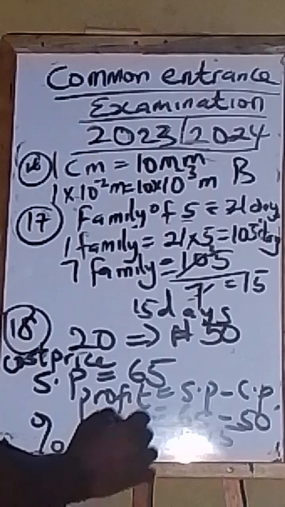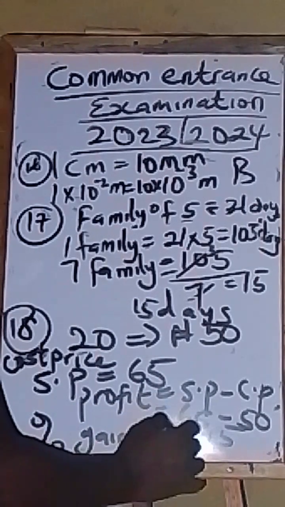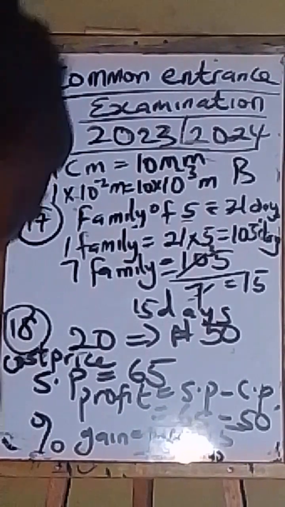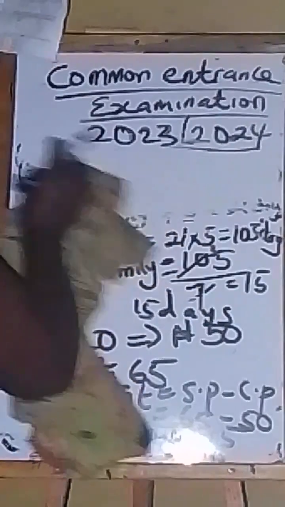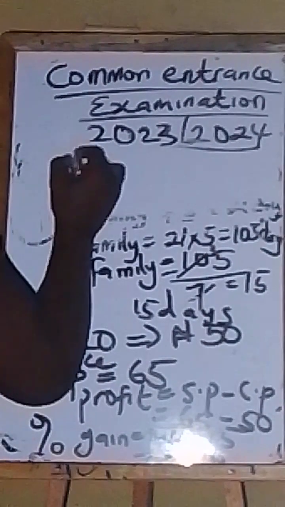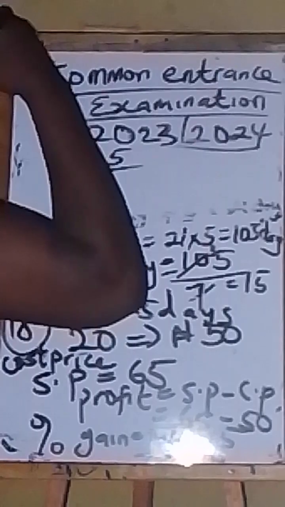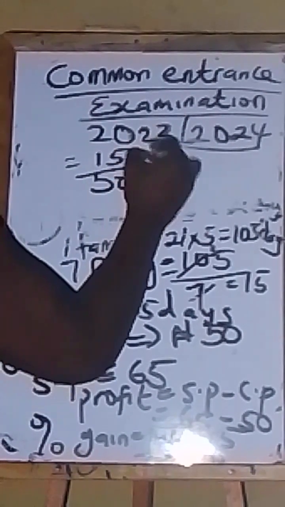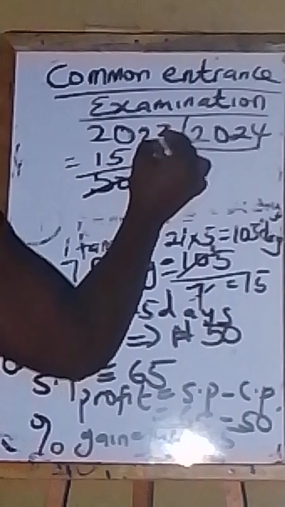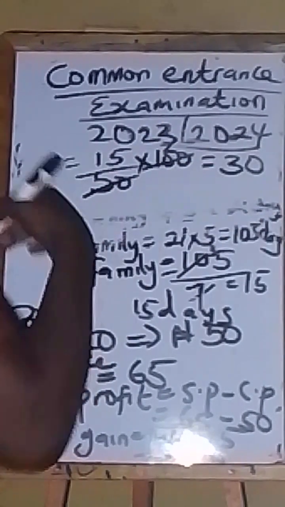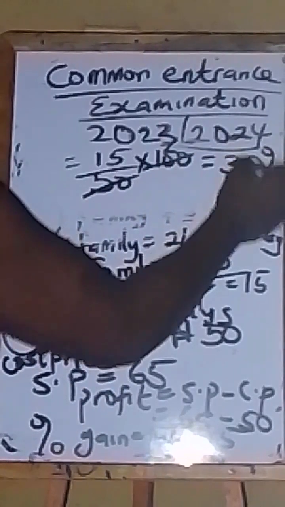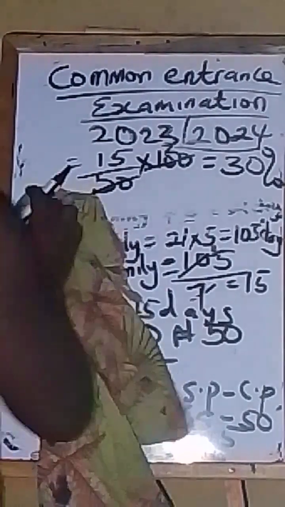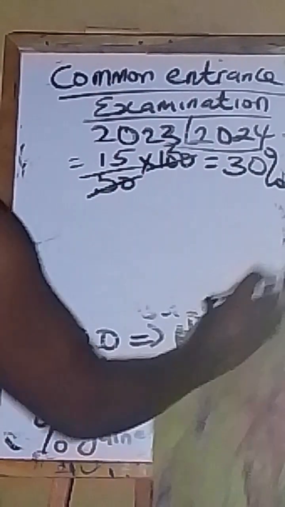So percentage gain equals profit over cost price times 100. What's our profit? We have 15 over cost price, 50, times 100. So we cancel here, and the answer is 30%.